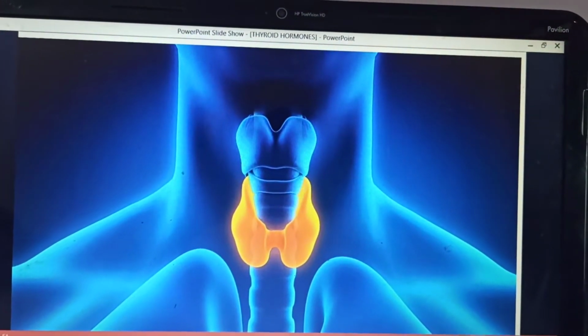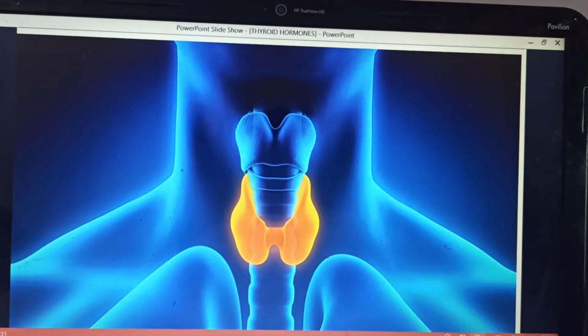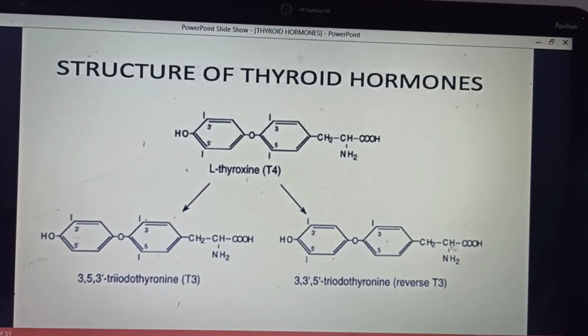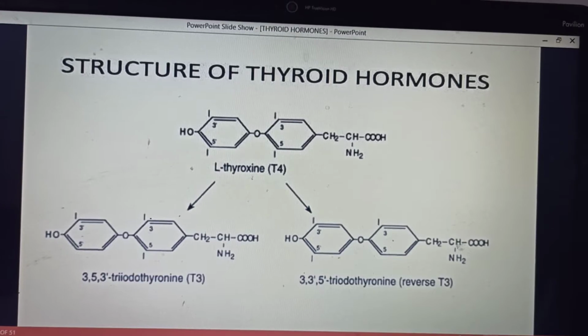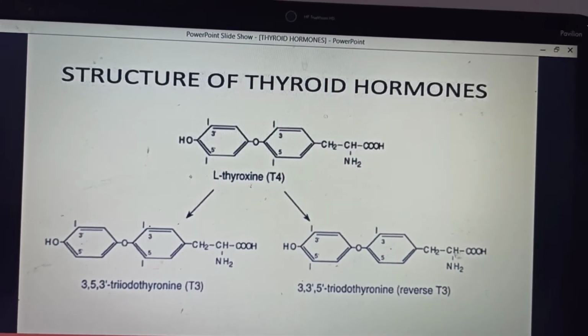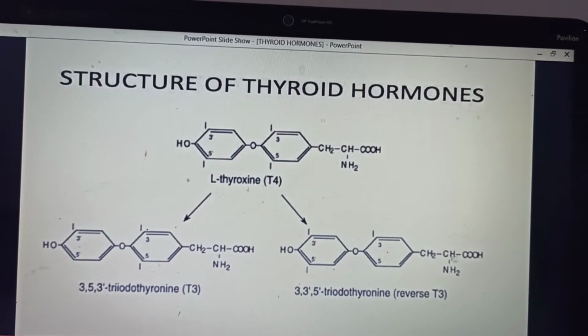This is the anatomical location of the thyroid gland. This slide shows the structure of the thyroid hormones. So there are two thyroid hormones. One is thyroxine, that is T4, and another is T3, that is triiodothyronine.